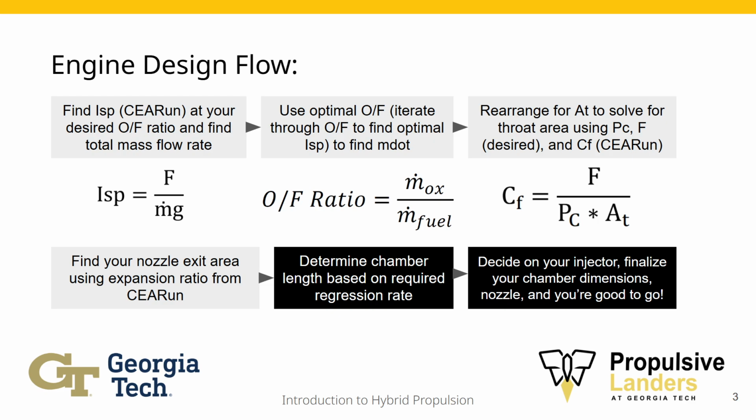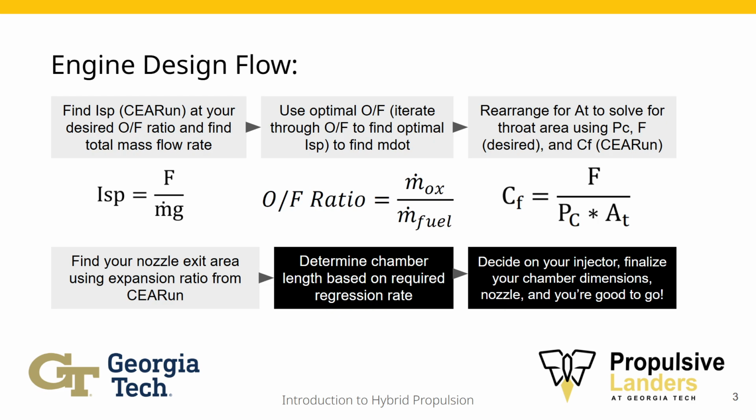And then following that, you want to solve for your nozzle dimensions, and you can do that using your typical thrust coefficient equation. So here you want to rearrange for AT, which is your throat area. So AT would be equal to F over PC CF. So CF is another value that you would determine at your operating OF condition, and you can do that using NASA CEA run. F again is your desired thrust, and PC now is your desired chamber pressure.